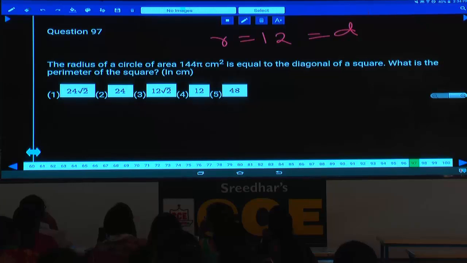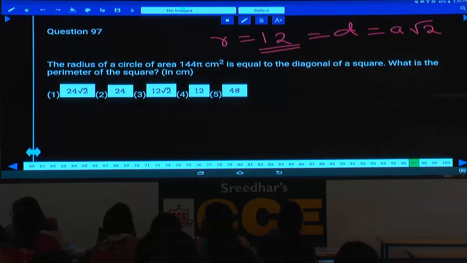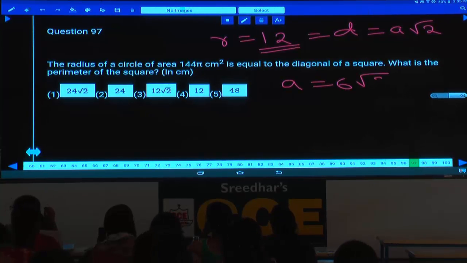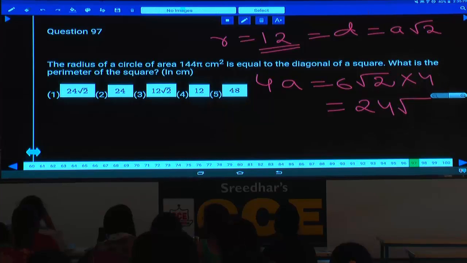If the diagonal is 12, which is equal to a root 2, yes or no? 12 can be written as 6 into 2, and 2 can be written as root 2 into root 2. Root 2 cancels. Then a is equal to 6 root 2. What is the perimeter of the square? 4a, that means into 4. 6 into 4, 24 root 2.